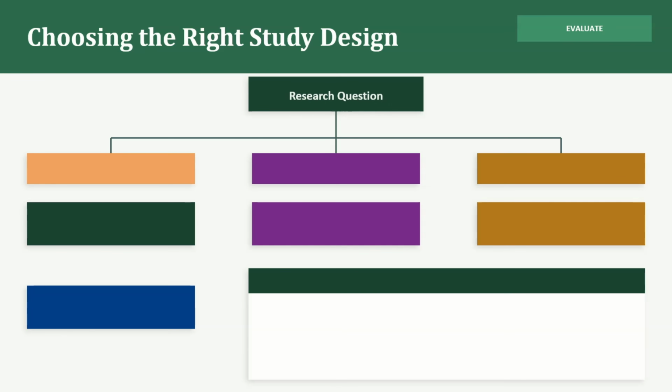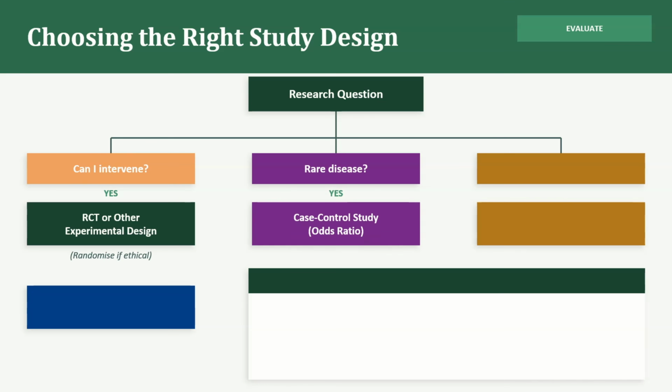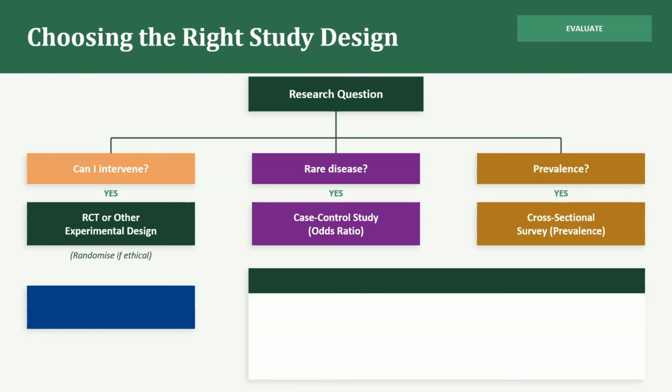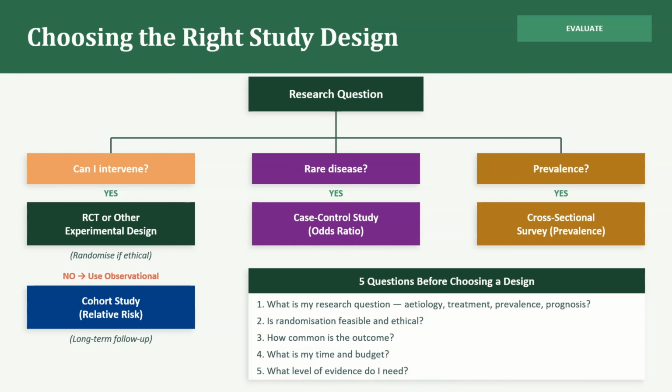So, how do you choose? Ask 5 questions. Can I ethically randomize? If yes, RCT. Is the outcome rare? If yes, case control. Do I need prevalence? If yes, cross-sectional. Do I have time and money for long follow-up? If yes, cohort. What level of evidence do I need?